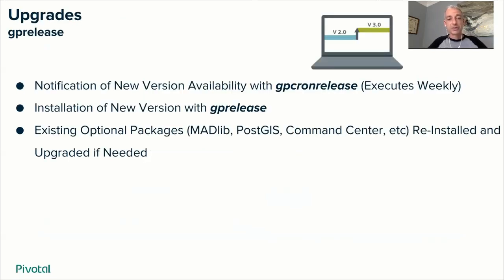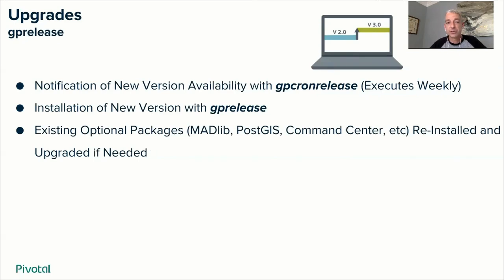Upgrades. Because we have a pretty high velocity of new versions for Greenplum because of our agile software development, we found that customers will deploy a cluster, and then soon after there will be a new version of Greenplum available. So gprelease is a utility that will automatically upgrade the database to the latest release. It also includes optional installs. So if you've chosen to install Madlib, PostGIS, Command Center, and so forth, it will also upgrade those components if needed as well.